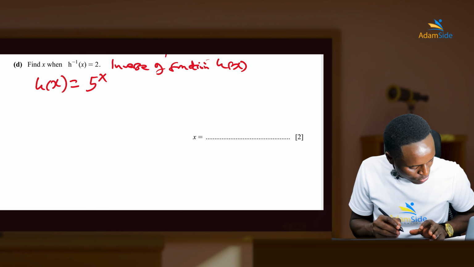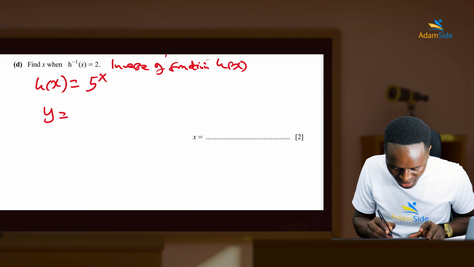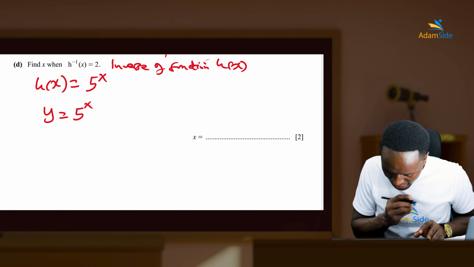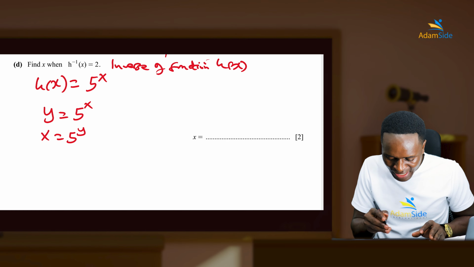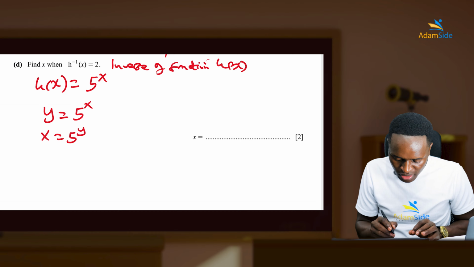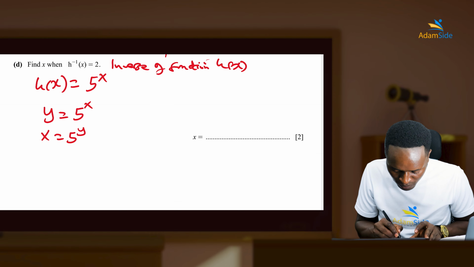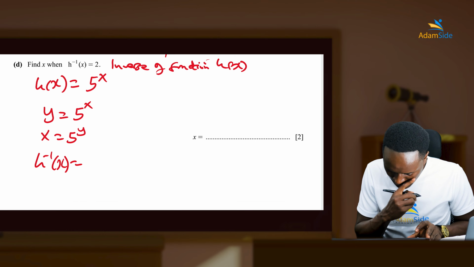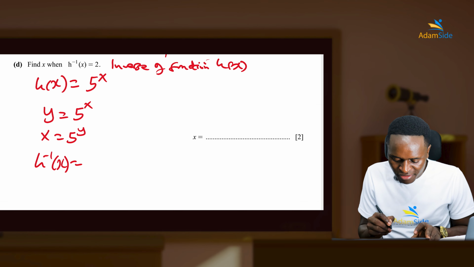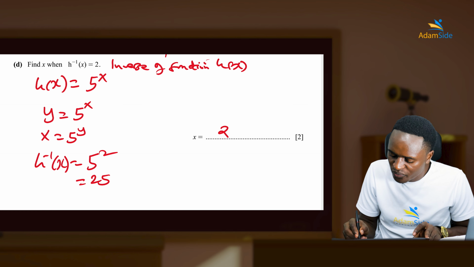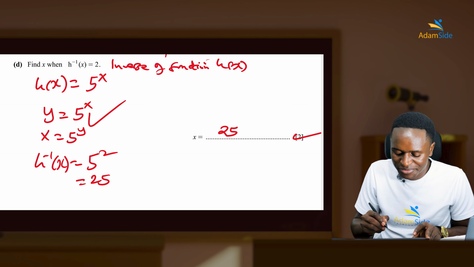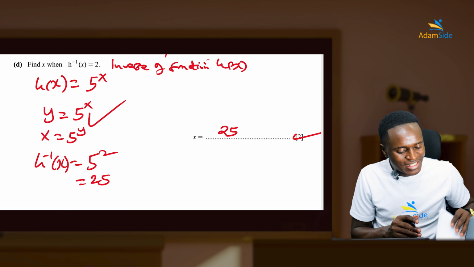we swap variables. We obviously swap variables. y is equal to 5 power x. Then swap variable, it will be x is equal to 5 power y. Now the inverse is equal to 2. So if the inverse is equal to 2, therefore the inverse of function h will be the same as 5 power 2, which is 25. And you get your marks. As simple as it is.